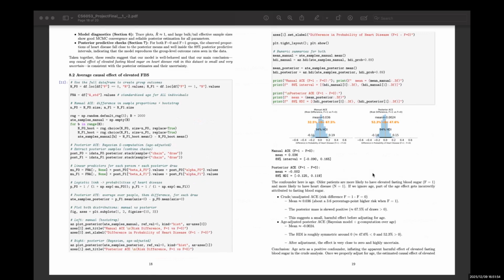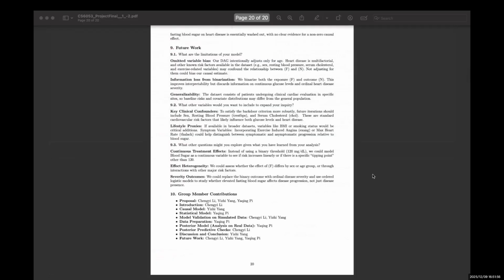Now we come to the last section, which is about future work. Firstly, in terms of the limitations, which is 9.1, we highlight 3 directions. The first is omitted variable bias. Our DAG intentionally adjusts only for age, but heart disease is multifactorial. Other available risk factors like sex and resting blood pressure could still confound the relationship between F and N.